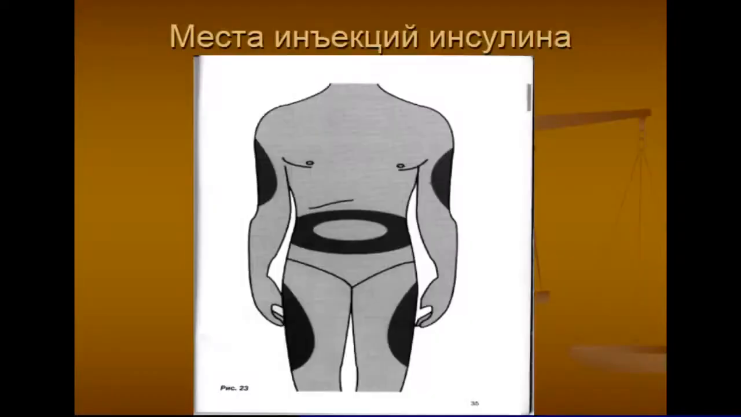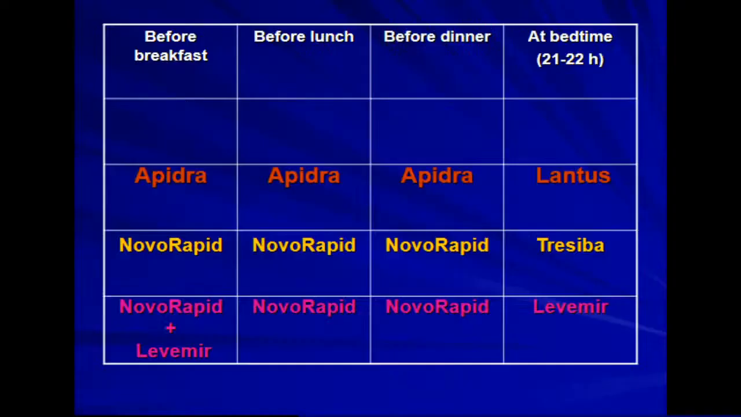Now the place of subcutaneous insulin introduction. For example, a basal-bolus regime. We see introduction of ultra short-acting insulin before meals, for example Apidra before breakfast, before lunch, before dinner, and the last injection at bedtime, around 21-22 hours, only Lantus. Another scheme: before meals Novorapid, and at bedtime Tresiba. And sometimes before breakfast we do 2 injections, Novorapid and Levemir. Before lunch and before dinner, only ultra short-acting Novorapid. At bedtime, again Levemir.